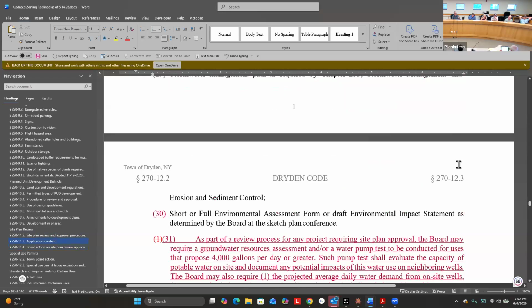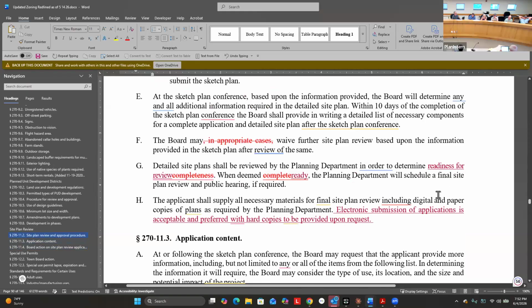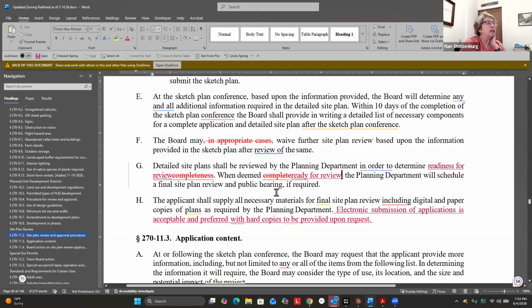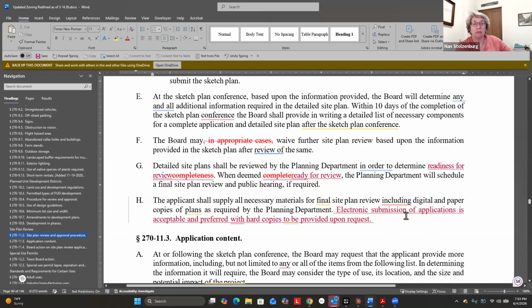But up above, we're not saying complete. Once it's ready to be reviewed, the planning department lets us know that and passes it to us. Can you say, when deemed ready for review, the planning department will notify the planning board? Yes, and then you take it from there. And we take it from there.